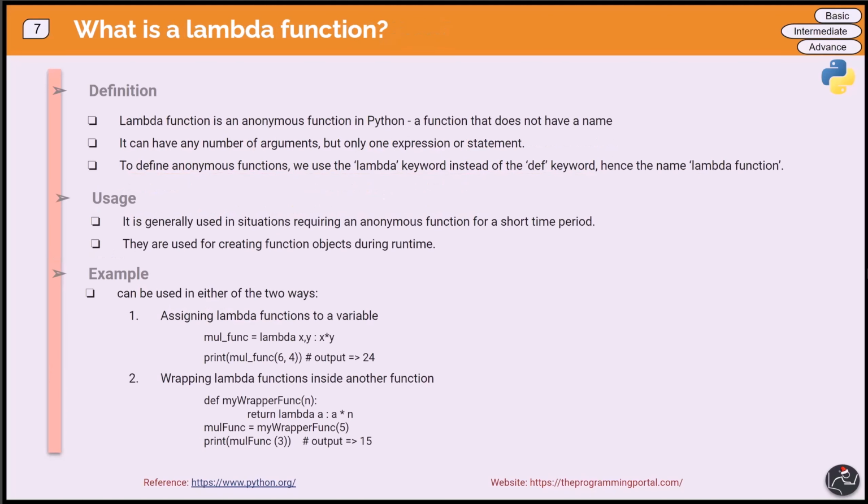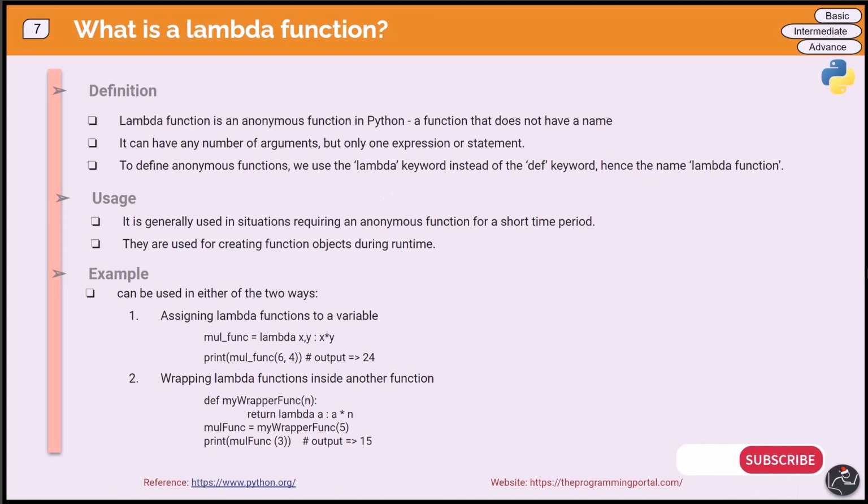Next question we have is about lambda function. Most of the time you will be asked about lambda function and they ask you to write some block of code. Lambda function is an anonymous function in Python which does not have any name. Normally when we write any function, we will use the def keyword and then the function name. But in lambda, we don't have any such thing. We use the lambda keyword instead of def. That's why it is called lambda function.